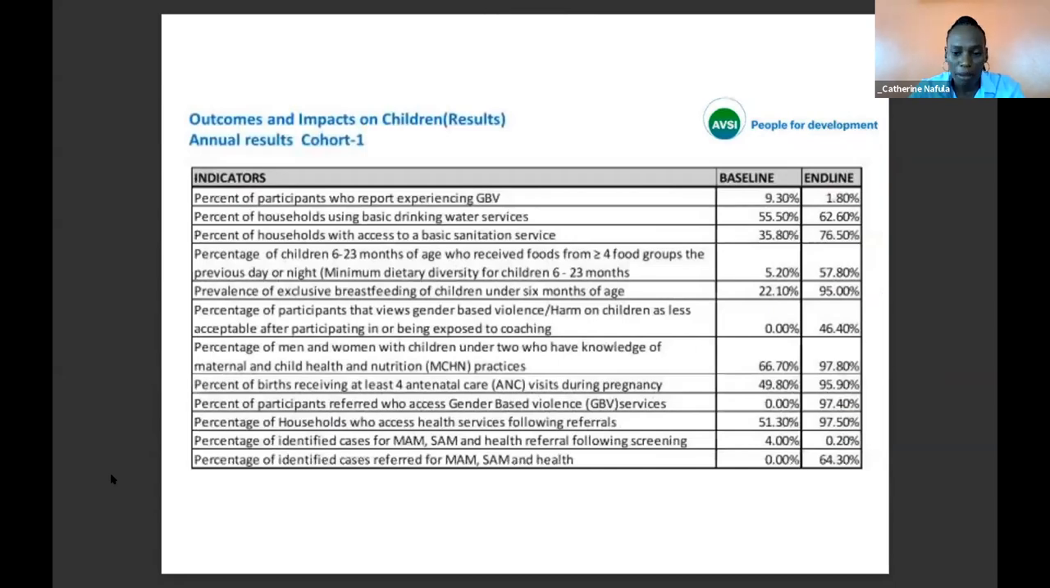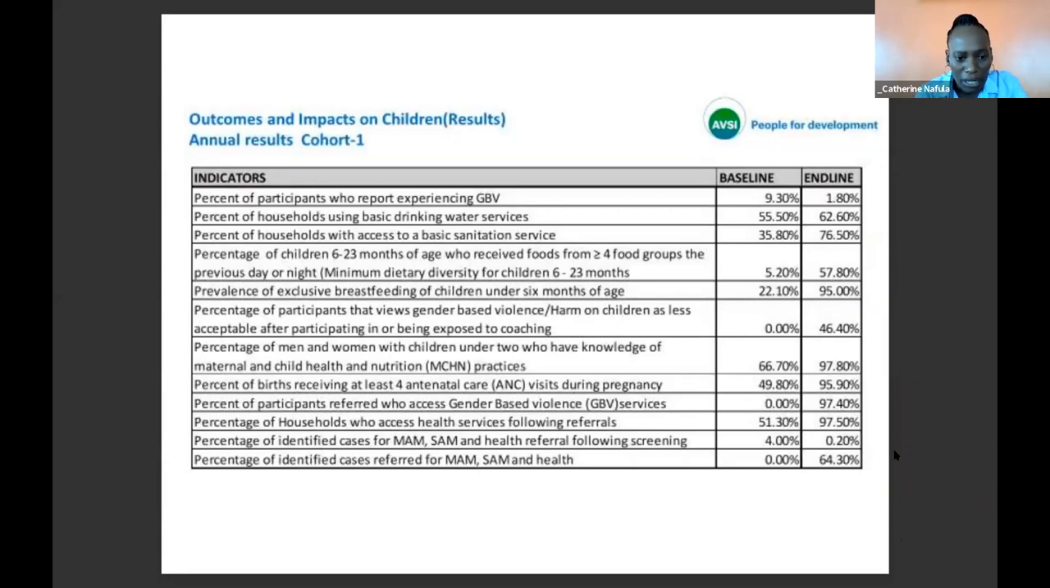So these are basically some of the outcomes, and I'll just run through. At the start of the project, which was the baseline, the percentage of participants who were reporting experiencing gender-based violence was 9.30. But at the end of the cohort, we found that 1.80 were the ones now reporting on the experiences that they had in gender-based violence.